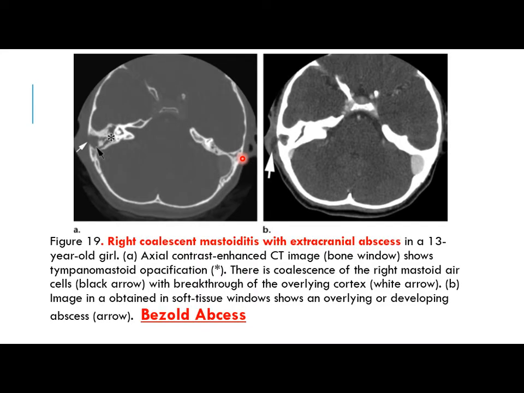This is another condition which is known as Bezold abscess, when we have coalescent mastoiditis with extracranial abscesses. This is a CT image, shows a tympanomastoid opacification, and there is coalescence of the right mastoid air cells with a breakthrough of the overlying cortex. There's bone erosion and the cortex has been eroded, and in the soft tissue window, it shows an overlying or developing abscess, and this is known as Bezold's abscess.